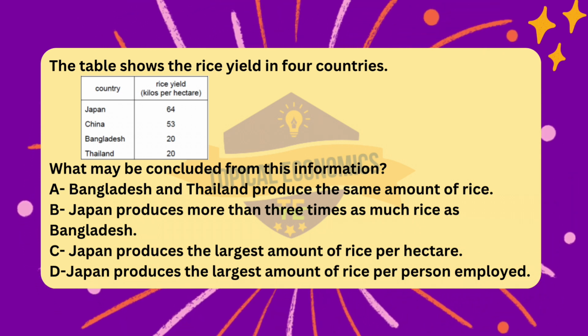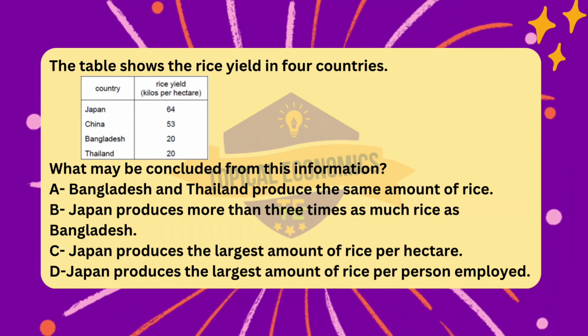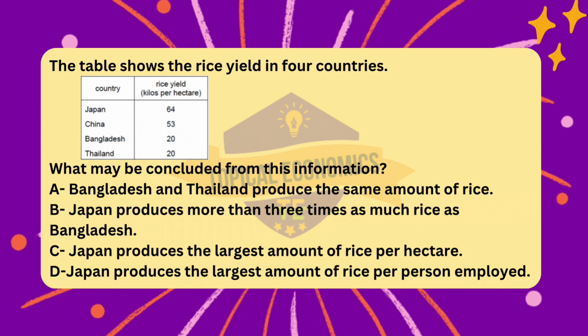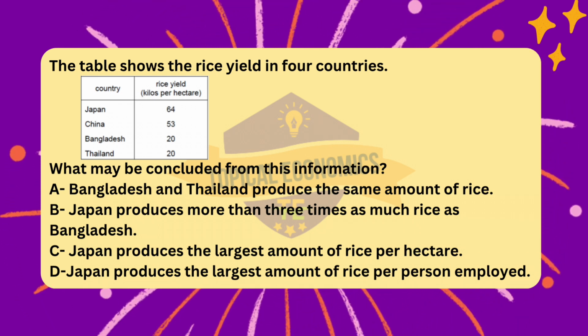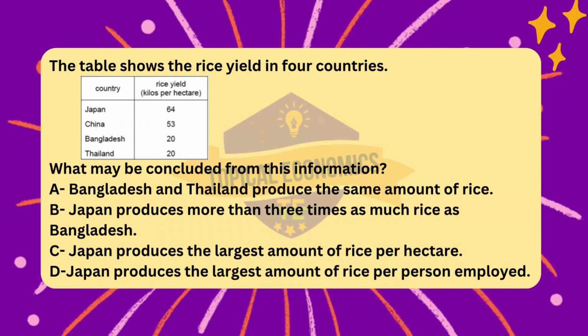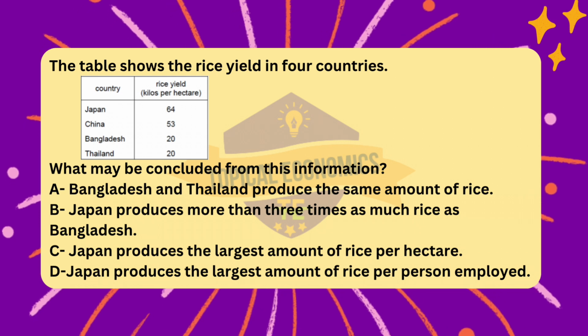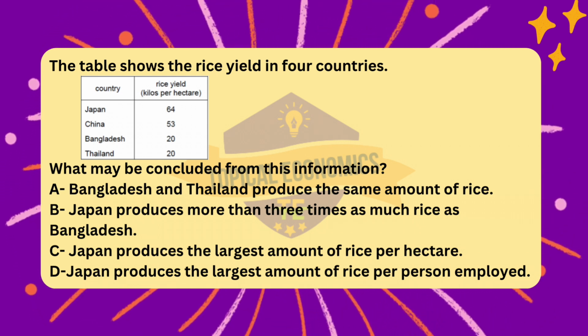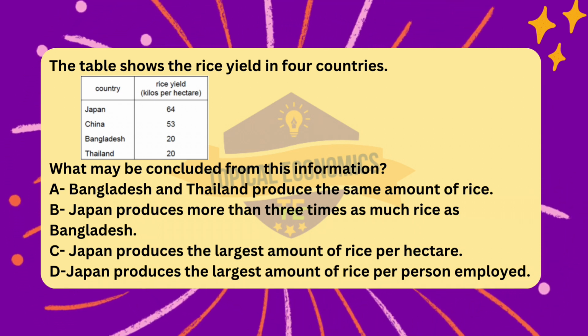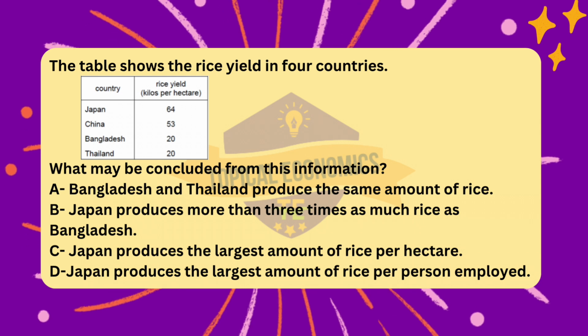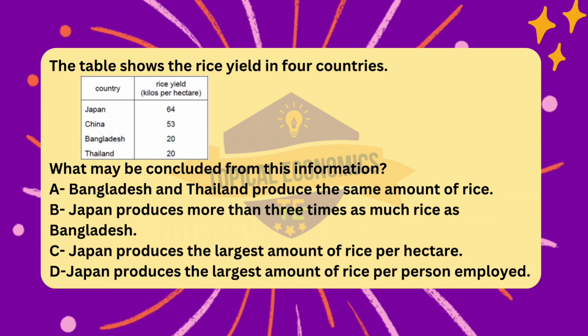Lastly, option D, Japan produces the largest amount of rice per person employed. Conclusion: cannot be drawn from the table. The table only provides data on rice yield per hectare, but it does not contain information about the number of people employed in rice production. Therefore, this statement is not supported by the data.